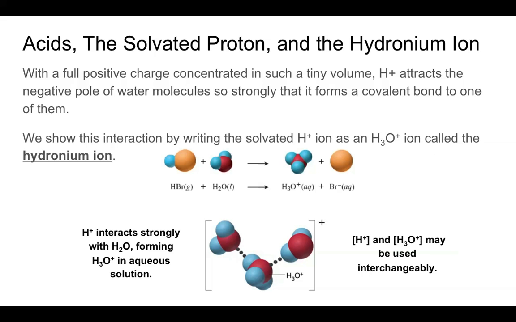Now, one thing to point out with acids is that the hydrogen ion they produce, we really talk about most of the time in terms of the negative pole of the water molecules, where that oxygen is attracted so strongly that it forms a covalent bond with one of them. So we show this interaction by writing that hydrogen ion as the H3O plus ion, which is referred to as the hydronium ion. So you'll see both here.